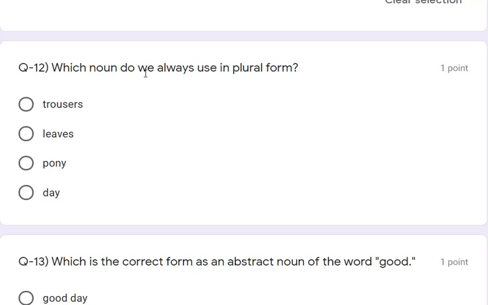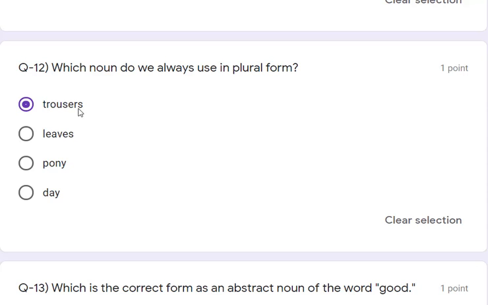Question number 12, which noun do we always use in a plural form? What noun is there from the option which we are using as a plural form? Always, we cannot use in a singular form. Trouser, leaves, pony, day. So trouser is the correct answer.